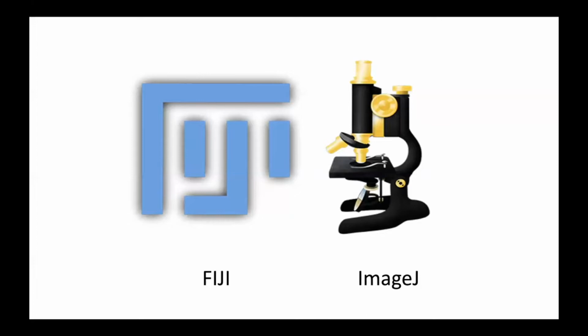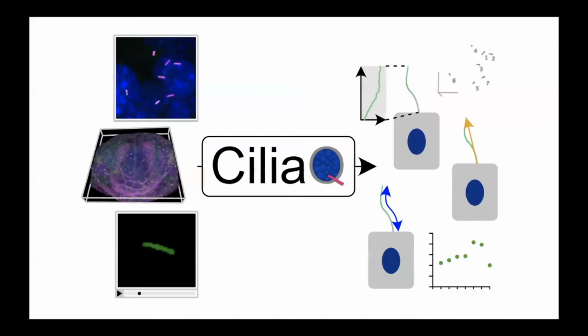CiliaQ is a package of open source plugins that have been developed by Wachten Lab and that allow to specifically analyze and understand cilia. These ImageJ plugins are freely available and easy to use, so you don't need to have any coding knowledge to analyze images with CiliaQ.